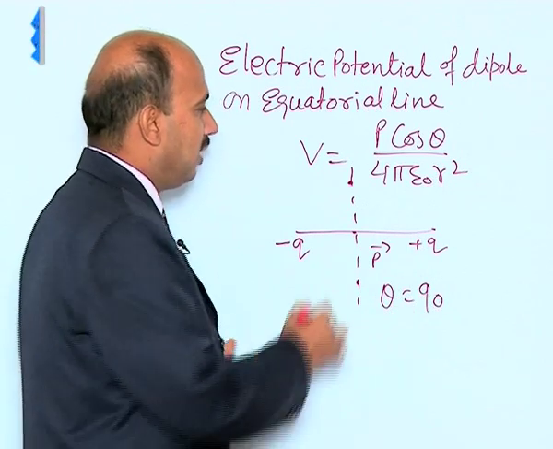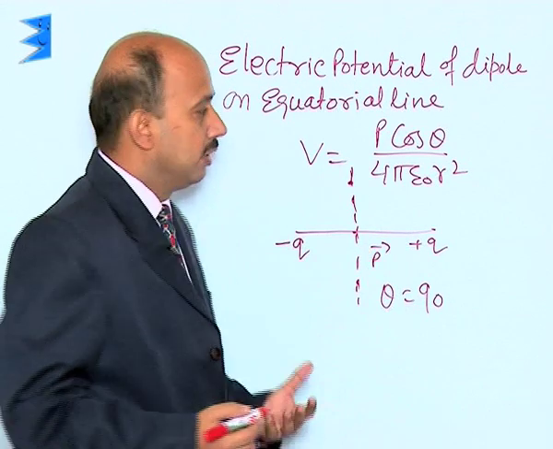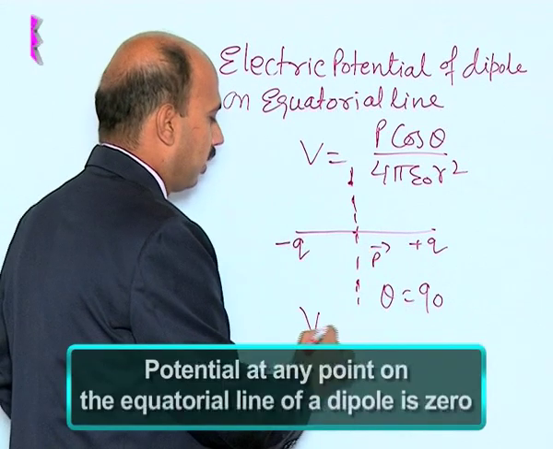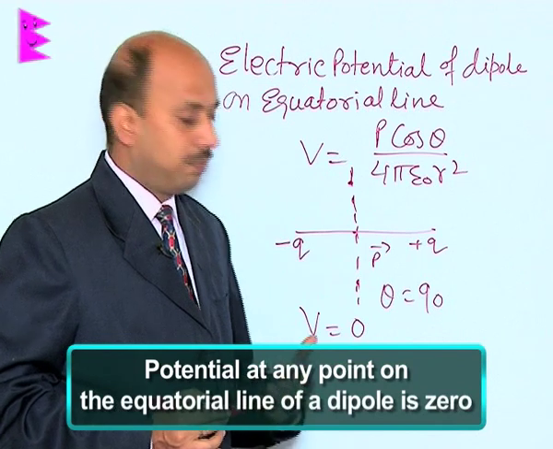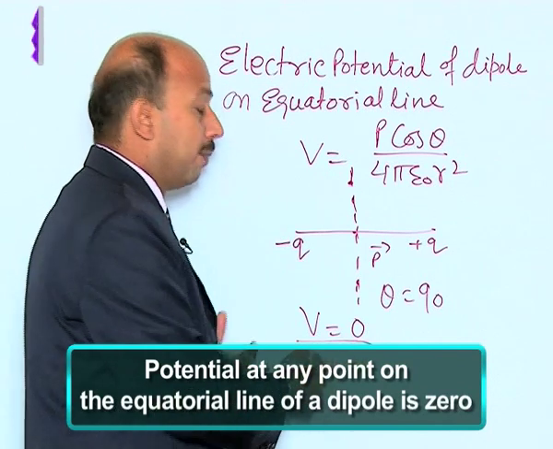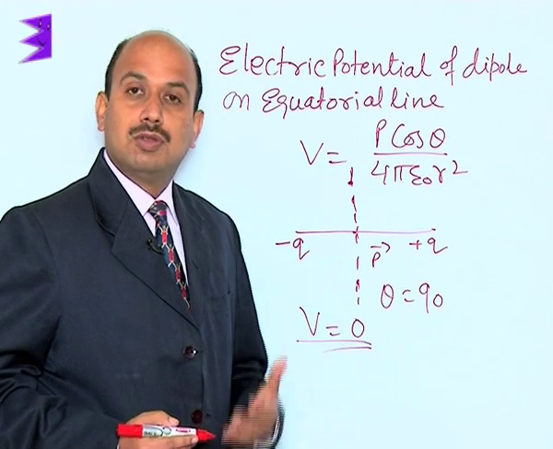So if you take the potential at any point on this line due to this minus q and plus q, you will get V equal to 0. So the potential at any point on the equatorial line of the dipole has a value of 0, but see here, the electric field intensity at any point on the equatorial line of the dipole has a non-zero value.